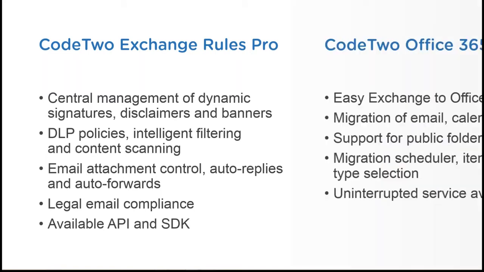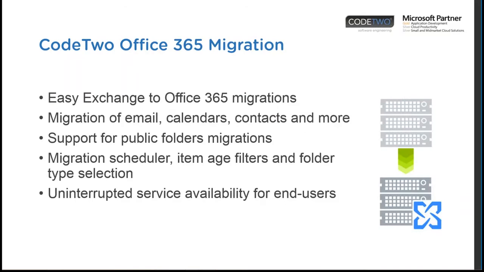The next solution is CodeTwo Office 365 Migration, and it allows very easy Exchange to Office 365 migrations. It migrates emails, calendars, contacts, and supports public folder migration, with additional features of scheduling the migration and filtering items and folder types. What's very important, it allows uninterrupted service availability for end users, which means that the users can actually use their accounts while the migration is on.